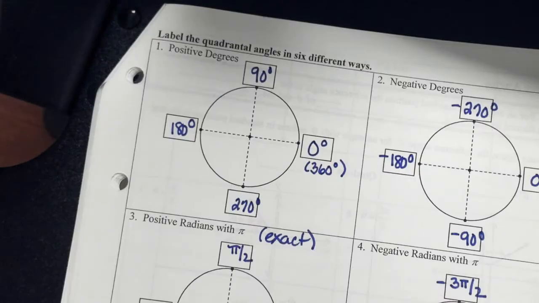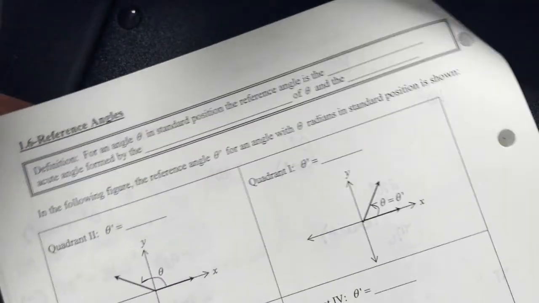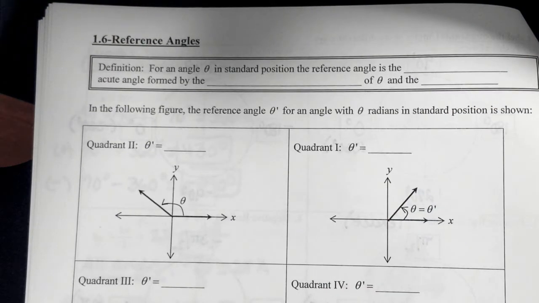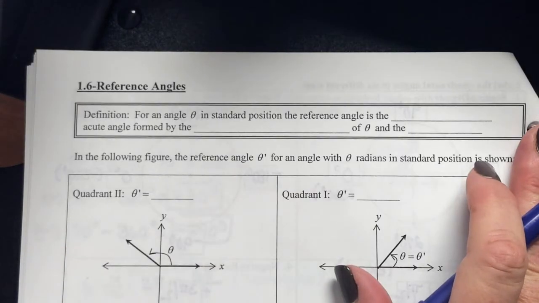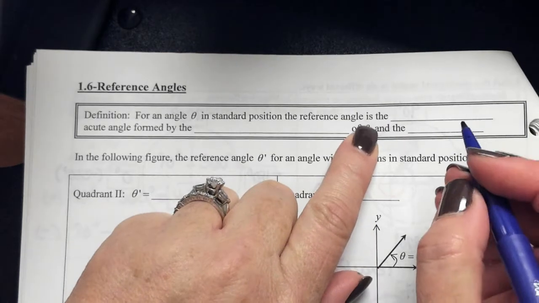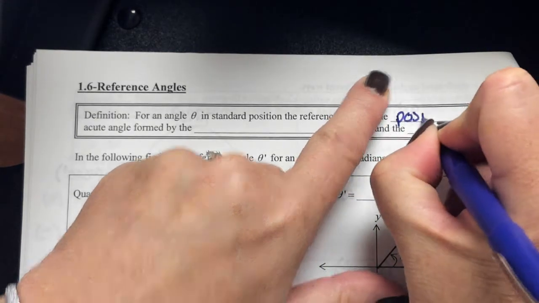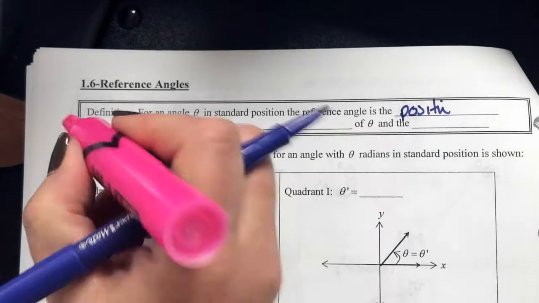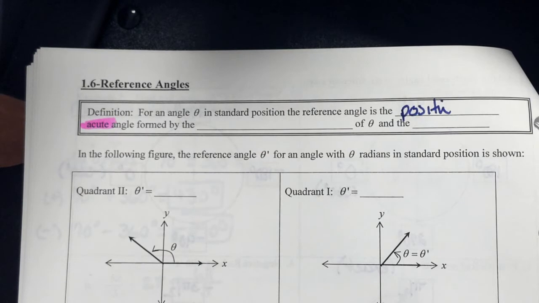All right, let's talk about reference angles. And we've actually looked at reference angles when I had you introduce the unit circle. So the definition of a reference angle, remember, coterminal angles is when I'm adding or subtracting 360 to help me find a different angle measurement. Reference angles, it's always the positive. It always has to be positive. And by the way, what does the word acute mean? Less than 90.